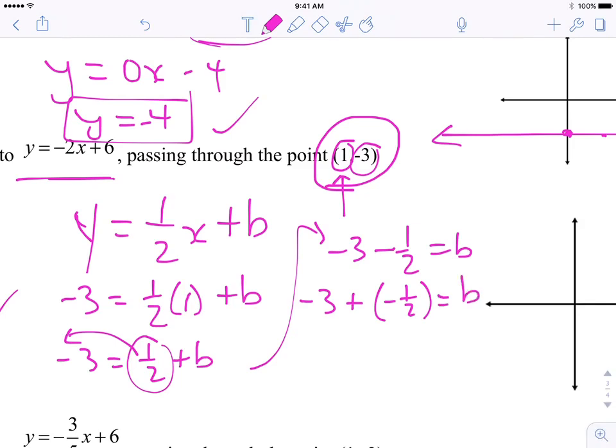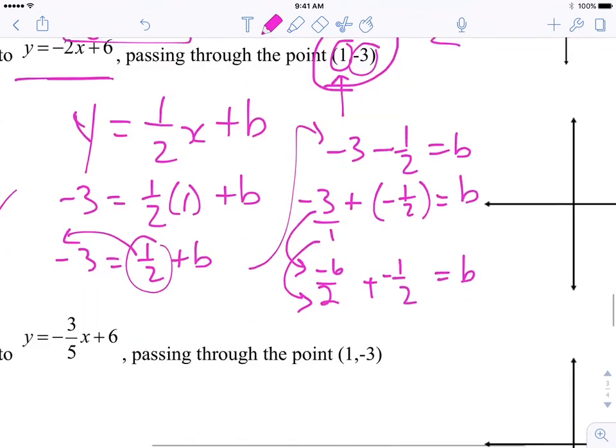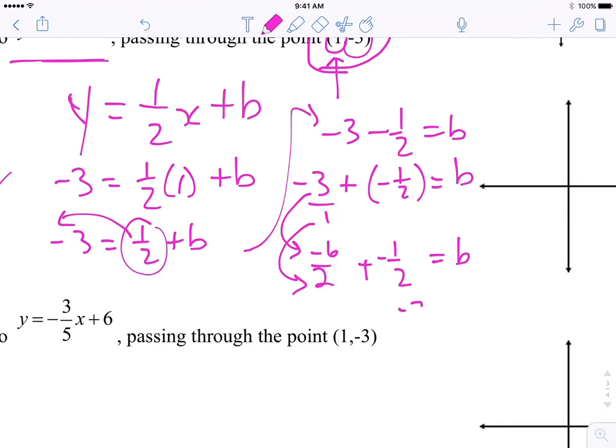Now I need a common denominator. That'll be 2. So this becomes negative 6 over 2. How did I get that? I'll show you quickly. We know that negative 3 is really negative 3 over 1, and the common denominator is 2. I'm just going to write minus 1/2, and so we have 1 times 2 is 2, negative 3 times 2 is negative 6. So negative 6 plus negative 1 is negative 7. So my answer is negative 7 over 2 equals b.